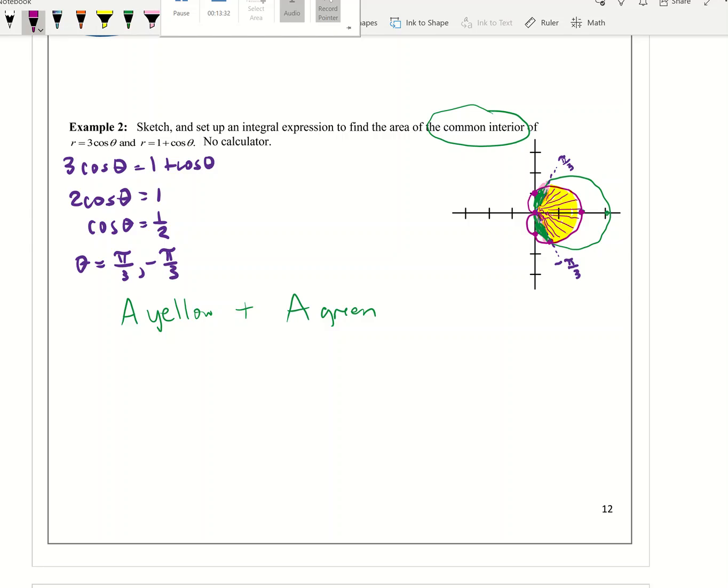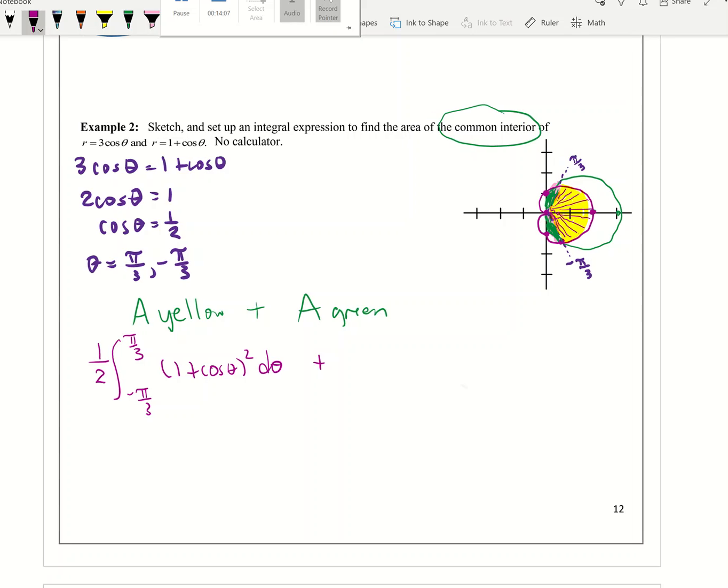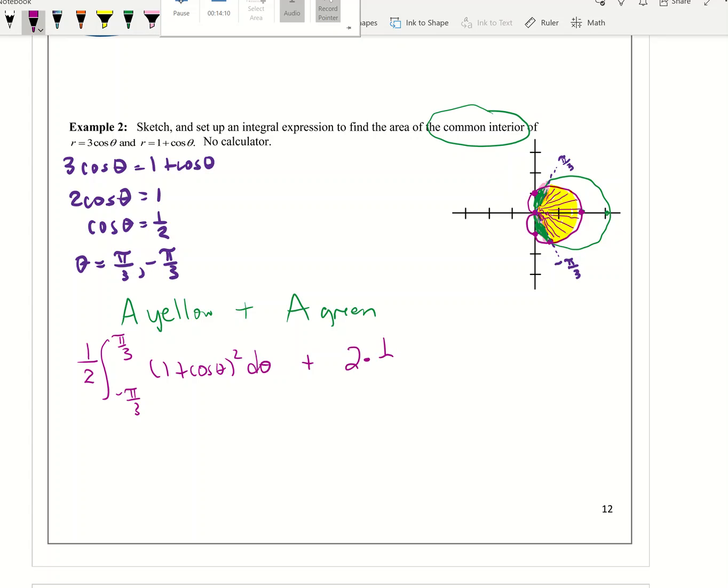Well, my yellow region could be formed by just one polar graph from negative pi over 3 to pi over 3 of, remember my yellow was formed by the cardioid. Look at where the outline goes. That was from the cardioid, so that's the radius of the cardioid quantity squared d theta. That's the yellow. For the green, there's really two green regions, and they are not adjacent to each other. I would want to either find the area of each one and add them up, or I could do twice the area of one, which is what I'm going to do. You can pick which one. I'll pick the top one.